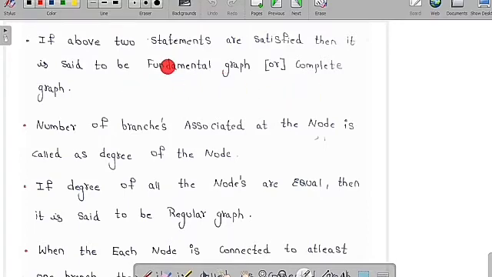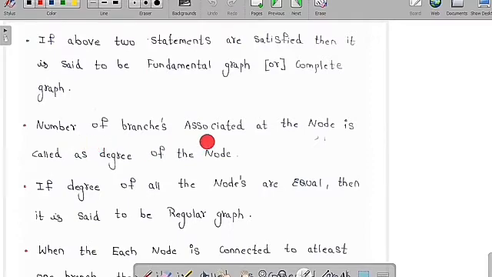The fundamental graph or complete graph means simply the basic rule: there should not be any isolated node, and there should be only one branch between two particular nodes. If these conditions are satisfied, whatever graph we get is called the fundamental graph or the complete graph.